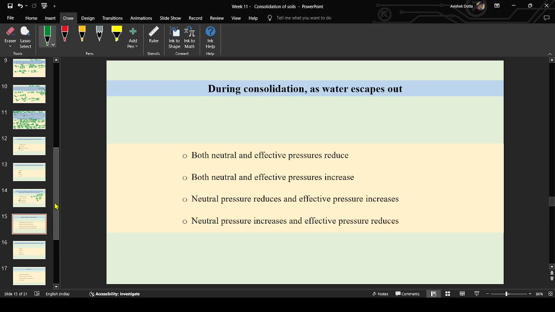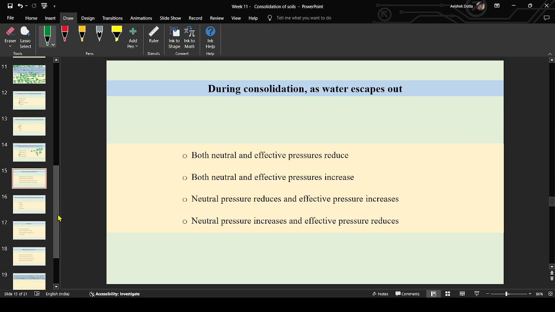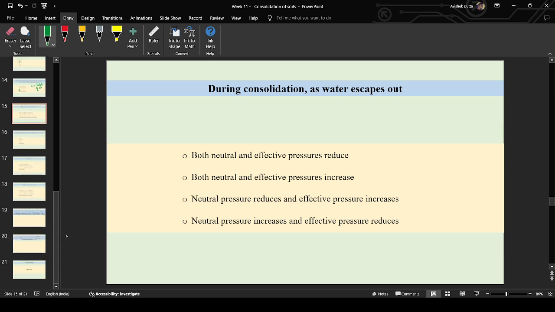Next question. During consolidation, as water escapes out, very easy question, what happens? Neutral pressure is the pore pressure, right? It reduces as the water escapes out, and the effective pressure increases, isn't it?